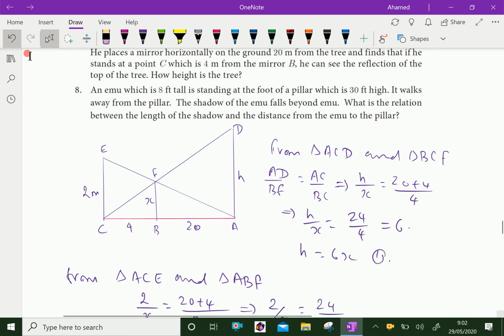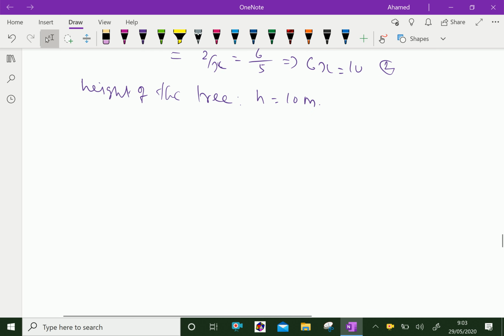An emu which is 8 feet tall is standing at the foot of a pillar which is 30 feet height. He walks away from the pillar. The shadow of the emu falls beyond the emu. What is the relation between the length of shadow and the distance from the emu to the pillar? Now, question number 8.